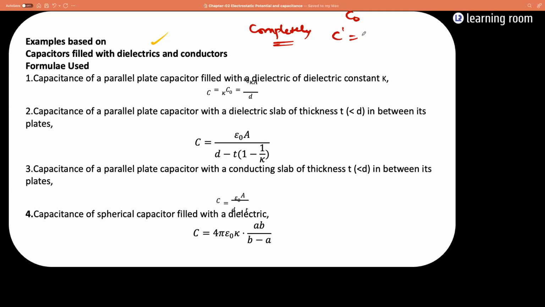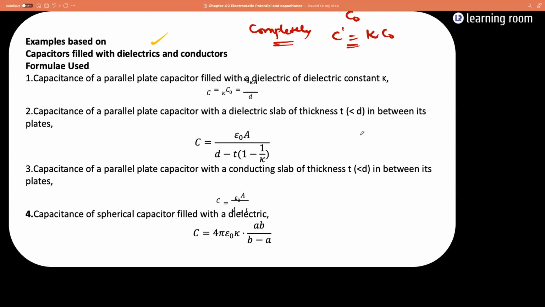C dash will be equal to, if there is a parallel plate capacitor completely filled with dielectric, what will happen to the final capacitance? It will be kappa times C naught. Am I right? Right.